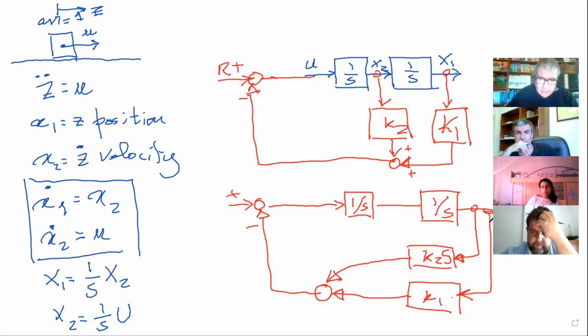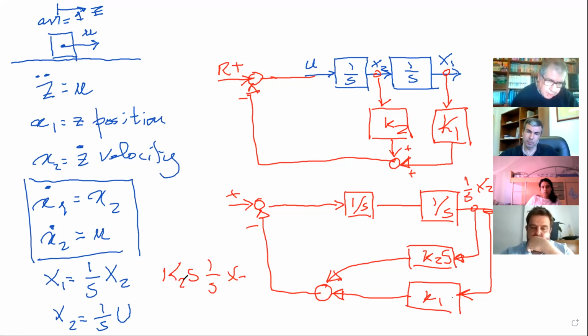The point is that since I'm not picking it here, I'm picking the signal here, and the signal here is what? Is 1 over s x2. But I want to feed back x2, so I multiply by s instead of just keeping k2. I have k2 times s times 1 over s x2. So k2 s 1 over s x2 is the same as k2 x2, right? Okay.